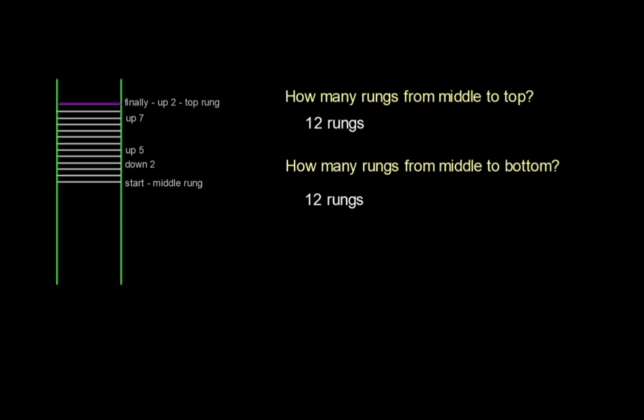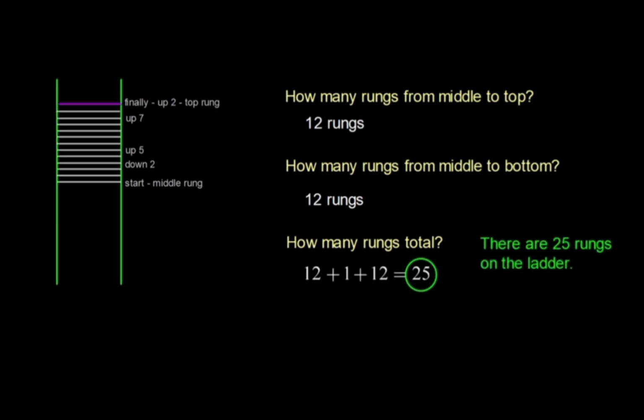So how many rungs would that make in total? There would be 12 on top, plus the middle rung itself, plus 12 on the bottom to give us a total of 25 rungs.